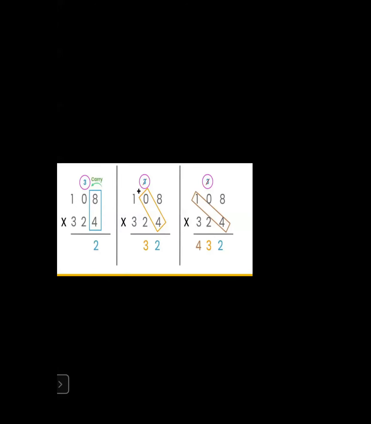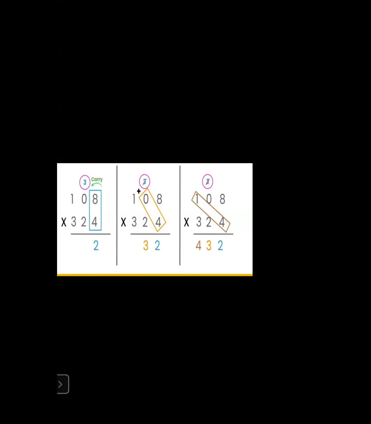Now let us move to example 2. That is, we have to solve 108 into 324 in the verbal method. Now let us solve it. Before solving the question, we have to place the numbers according to their place values. Now, we have to solve first the ones place and tens place and then the hundreds place. 4 into 8 is 32. Place the 2 at the downside of the 4 and keep the 3 at the tens place, and 4 into 0 is 0.